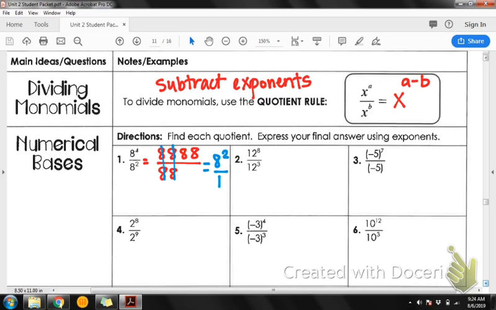So on number 2, if I did 8 minus 3, what is that really? 12 to the 5th. And that's my final answer there. I subtracted 8 minus 3 to get 12 to the 5th. Okay? Now, number 3, does it matter that it's a negative 5? No, it doesn't. So I'm going to put my base there. I'm going to put negative 5.